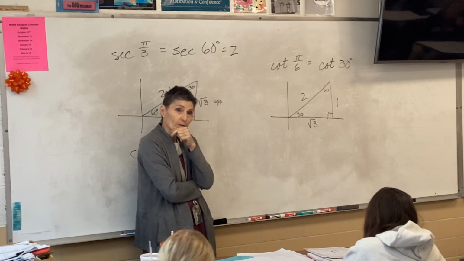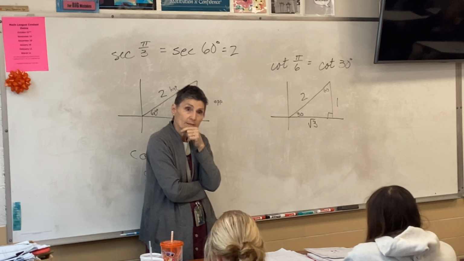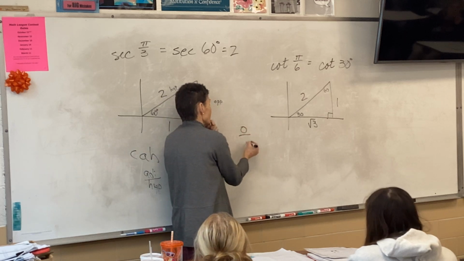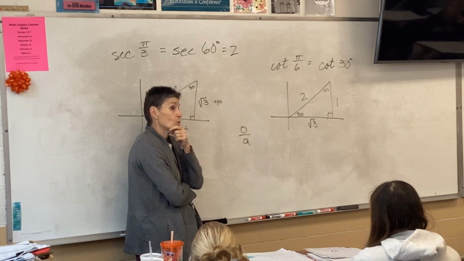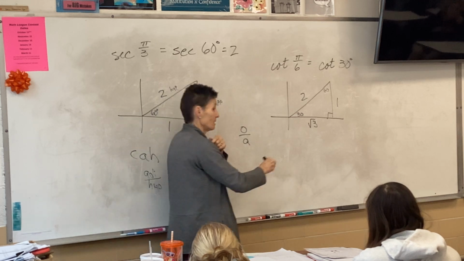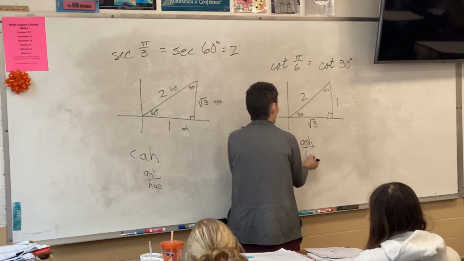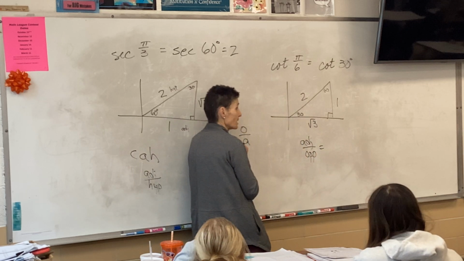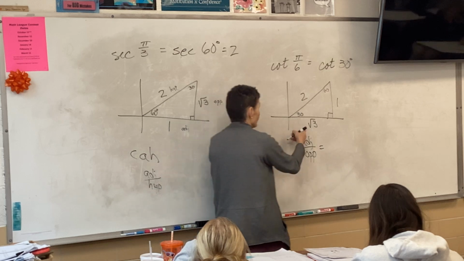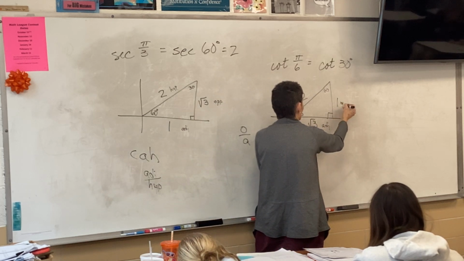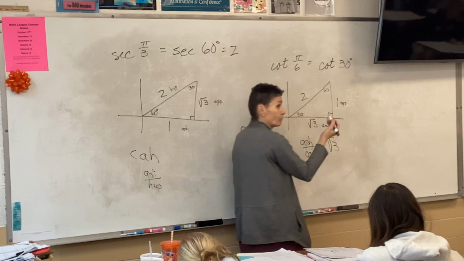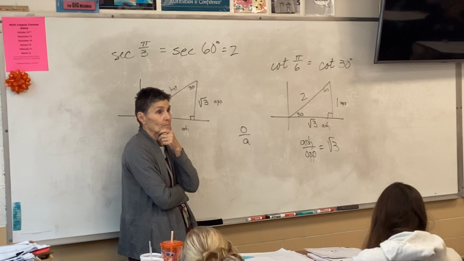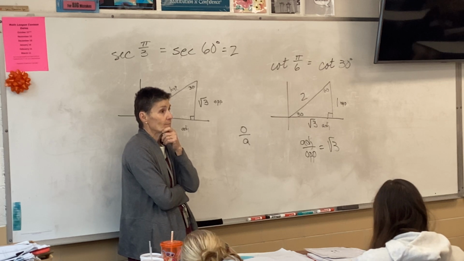Cotangent is the reciprocal of tangent. Tangent is TOA. Tangent is opposite over adjacent. So cotangent will be adjacent over opposite. Which side's adjacent? Root 3. That's adjacent. So we have root 3 over 1, or just plain old root 3. All right? That feel okay?